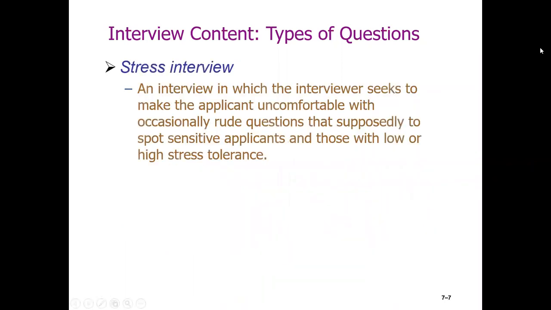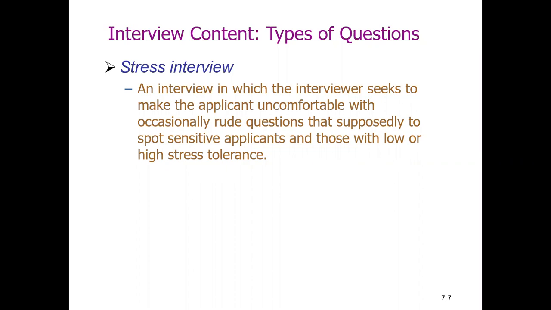Now, there can be a stress interview as well. And when you talk about stress interview, it is said that it is an interview in which the interviewer seeks to make the applicant uncomfortable with occasionally rude questions, supposedly to spot sensitive applicants and those with low or high stress tolerance. Okay, so sometimes very weird questions can be asked.